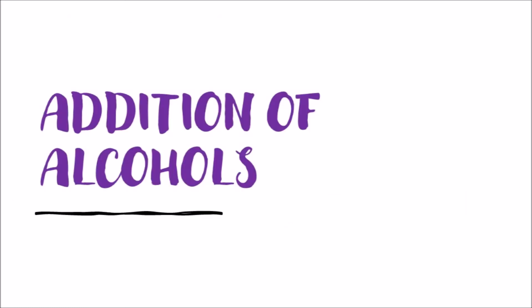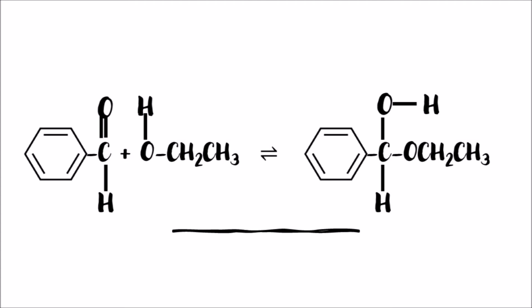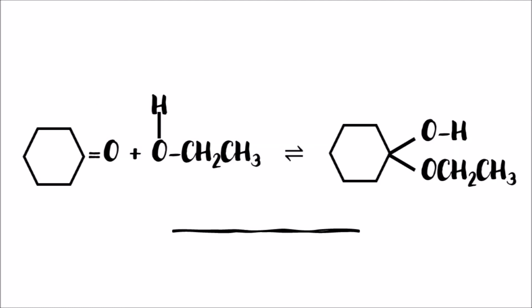Addition of a molecule of alcohol to the carbonyl group of an aldehyde or ketone forms a hemiacetal. Its functional group is a carbon bonded to one OH group and one OR group. In forming a hemiacetal, the H of the alcohol adds to the carbonyl oxygen and the OR adds to the carbonyl carbon as shown here in the reaction of benzaldehyde with ethanol. Shown here is the hemiacetal formed by addition of one molecule of ethanol to cyclohexanone.